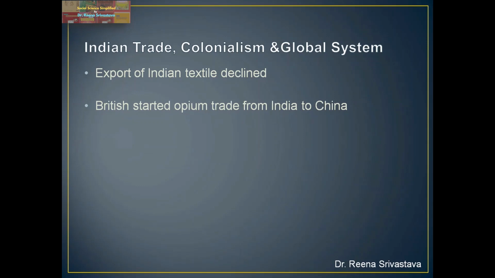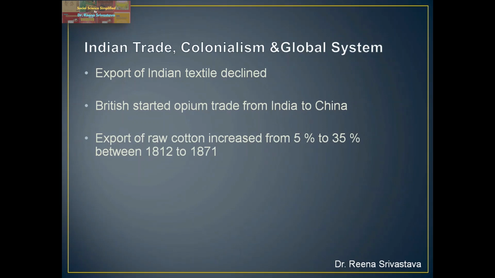Exploitation किसका हो रहा है? इंडिया का. And in between what happened, the export of raw cotton increased from India to Britain. If we talk about the period between 1812 to 1871, export of raw cotton increased from 5% to 35%. And this is also related to civil war in USA. Actually, ब्रिटेन की जो रॉ कॉटन की सप्लाई थी that was coming from USA, बट यूएसए में जब स्लेवरी के खिलाफ सिविल वॉर हो गई, this supply was disturbed.